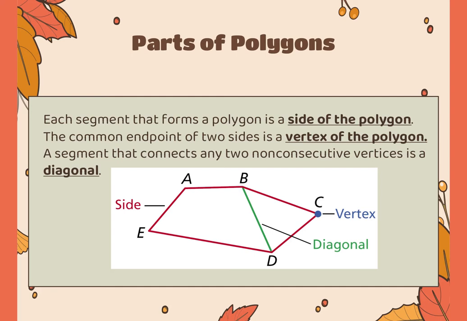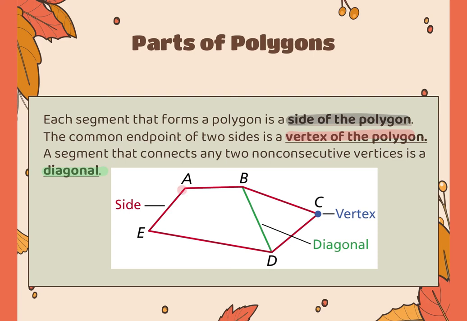So we start with the parts of a polygon. Each segment that forms a polygon is called the side of the polygon. So the sides of polygons have to be segments, and obviously they're called the sides. The common endpoint of two sides is called the vertex of the polygon. You'll have one vertex for each side. And a segment that contains any two non-consecutive vertices is called a diagonal.